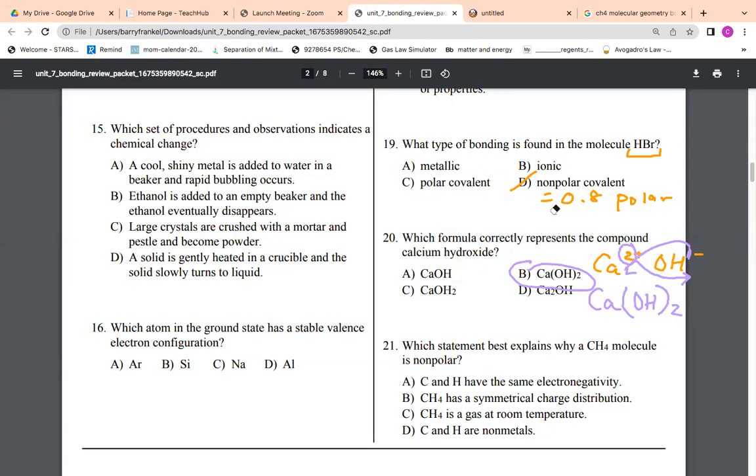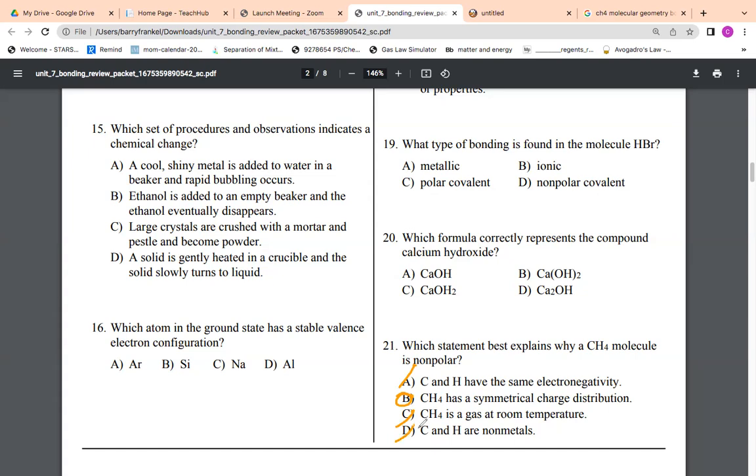All right, 21. We did a question already about methane, that's CH4. Which statement best explains why a CH4 molecule is nonpolar? C and H have the same electronegativity. They don't. They're close, but they're not the same. CH4 has a symmetrical charge distribution. This is basically the definition of what makes something nonpolar: the charge distribution is going to be equal, or symmetrical. So you definitely want to go with B. Okay, C has nothing to do with it.